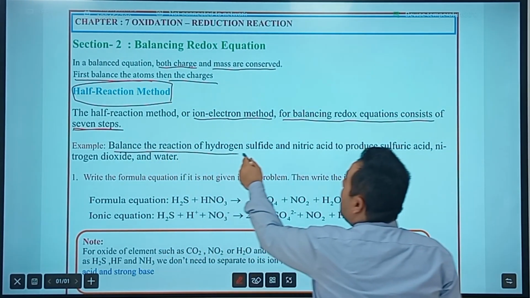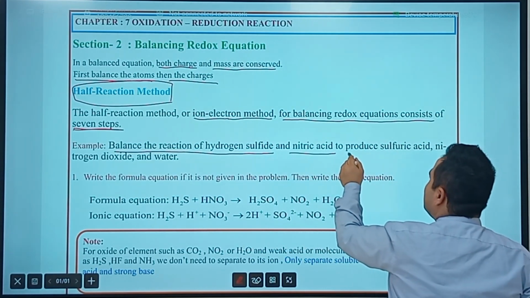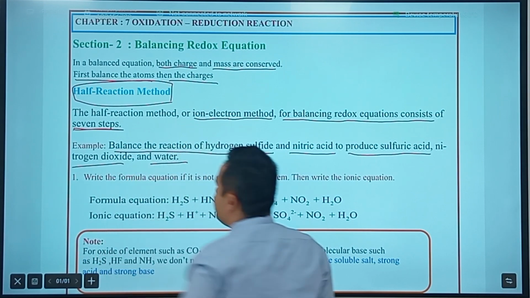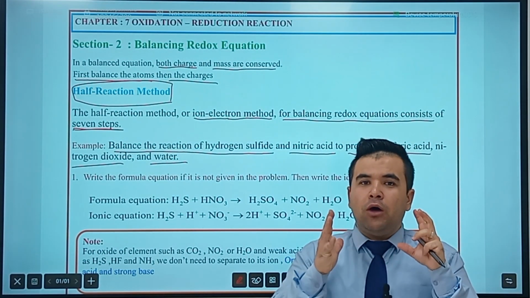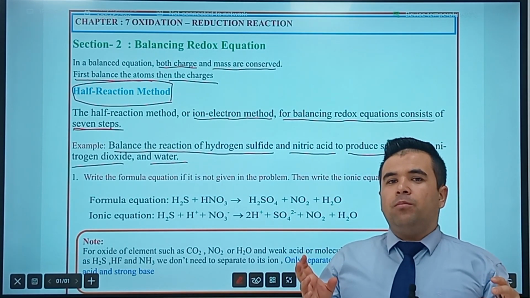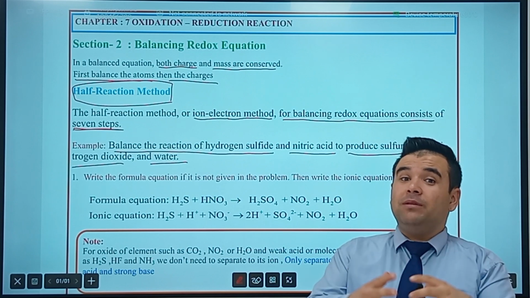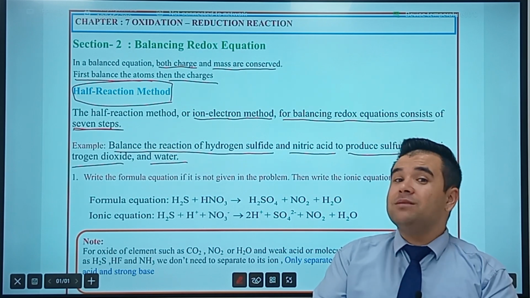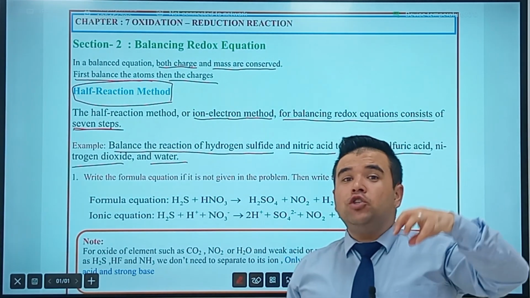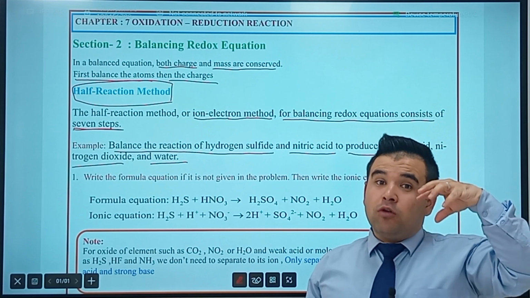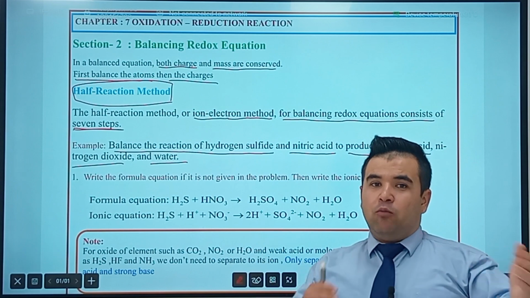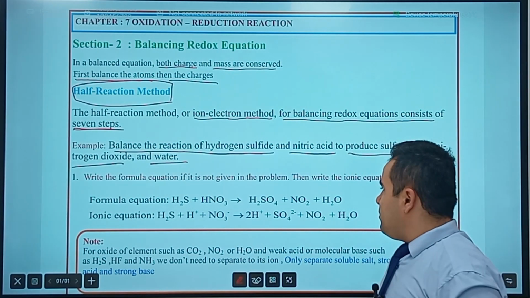Example: balance the reaction of hydrogen sulfide and nitric acid to produce sulfuric acid, nitrogen dioxide, and water. Guys, in balancing redox reactions, we first have to know in which medium it is required to balance. It's very important to know the medium in which we will be balancing the reaction. We have 2 mediums, acidic and basic medium.